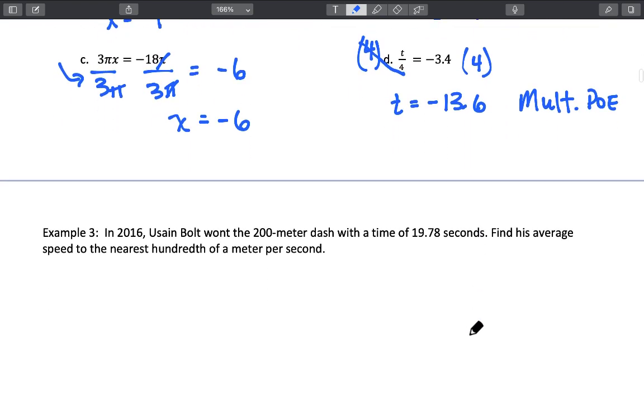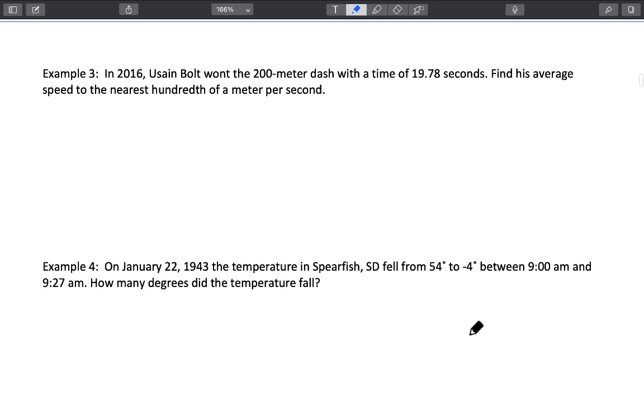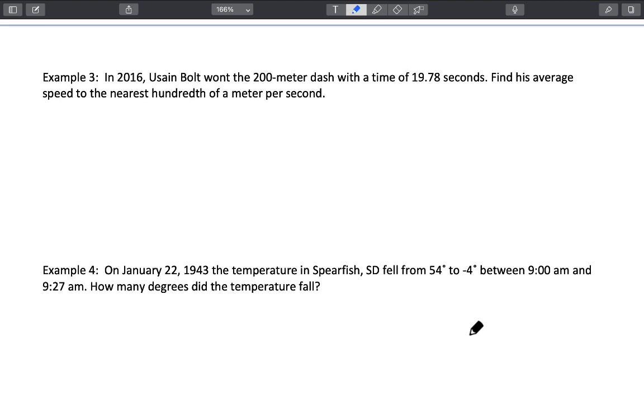All right, let's look at some word problems, because every problem in life that's worth solving is a word problem. And when we take a look at this first one here, we've got a running example of Usain Bolt in 2016. He won the 200-meter dash with a time of 19.78 seconds. Find his average speed to the nearest hundredth of a meter per second.